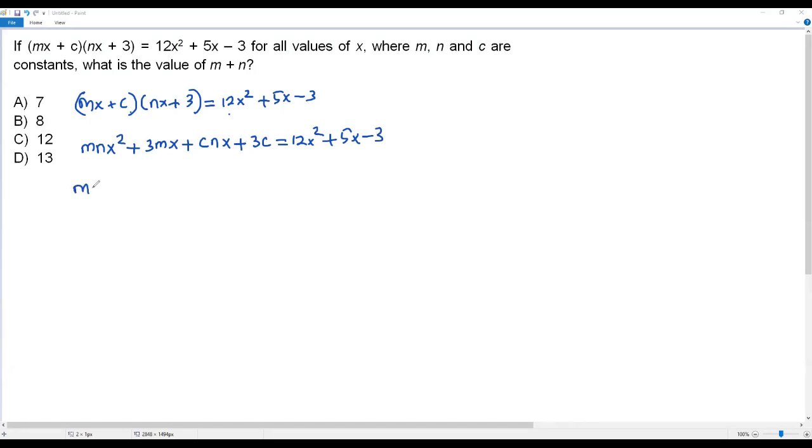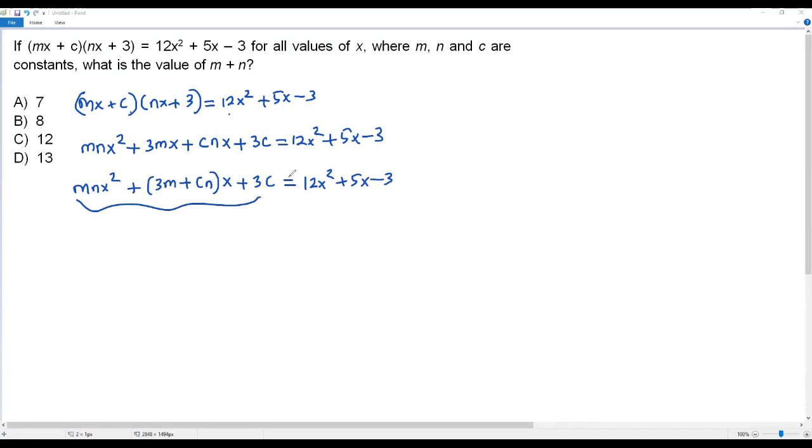Okay, now mn x². In the next two terms, we find x in common. Since both the terms contain x, we can factor x out. Then we get (3m + cn) times x. Now x is factored out from these two terms, plus 3c equals 12x² + 5x − 3.